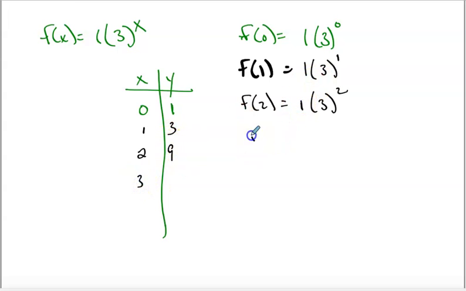If I did x equals 3, that's 1 times 3 to the third power. This is 3 times 3, which is 9, 9 times 3, which is 27. 27 times 1 is 27.